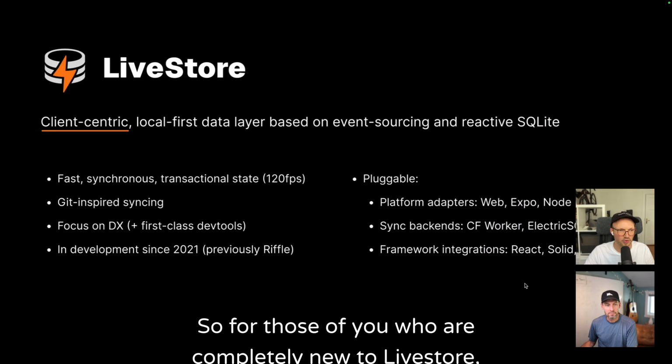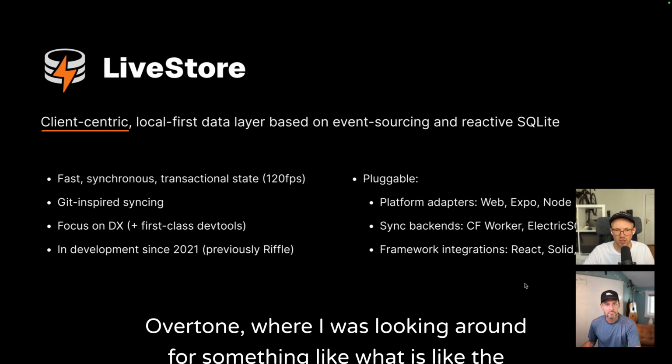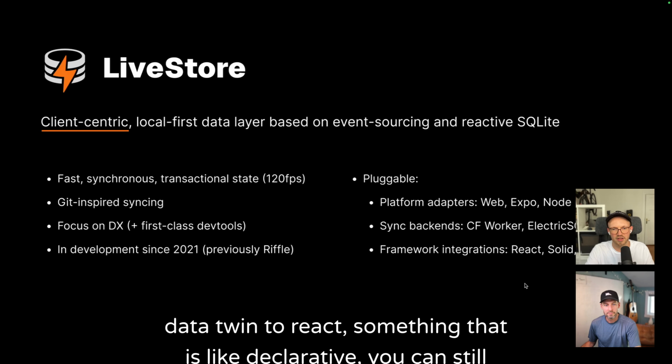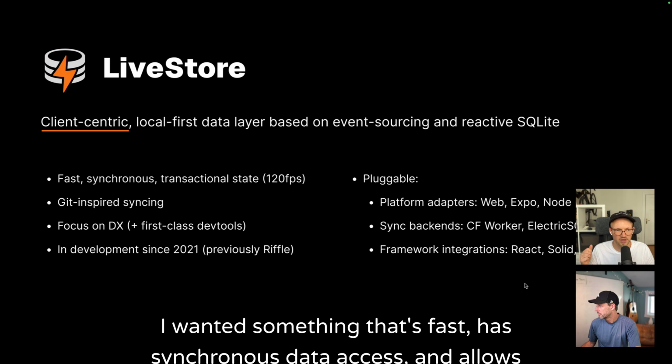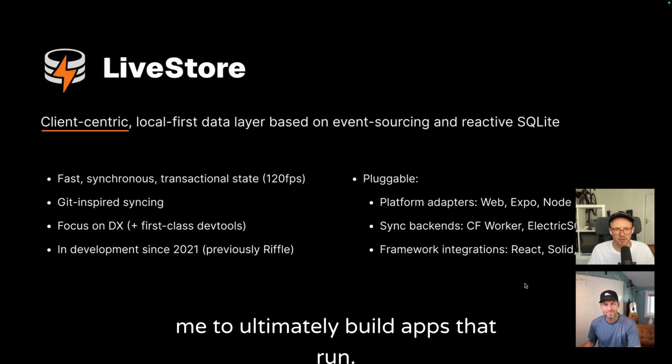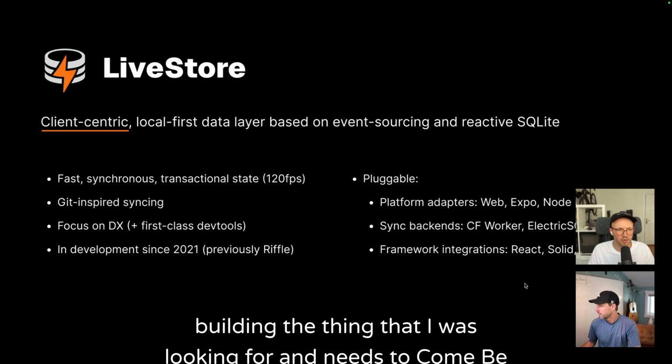So for those of you who are completely new to LiveStore, LiveStore is the data layer that I've built for myself working on Overtone, where I was looking around for something like the data twin to React, something that is declarative. You can still build fast, nice applications with it. I wanted something that's fast, has synchronous data access, and allows me to ultimately build apps that run smooth at 120 FPS. Didn't find anything. And now, 5 years in, I'm building the thing that I was looking for.